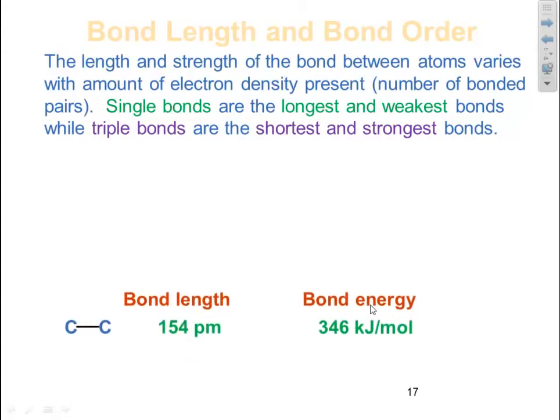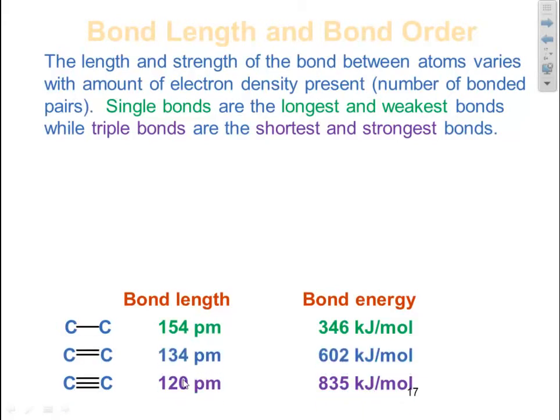So bond length for a single bond is approximately 154 picometers for a carbon-carbon bond. Bond energy associated with that is 346 kilojoules per mole. While a triple bond length is smaller because electron density shrinks a little bit because you have 3 pairs of electrons there. You get 120 picometers. But the strength of that bond increases tremendously. It's 835 kilojoules per mole, where your double bond is in between in length and in between in energy.